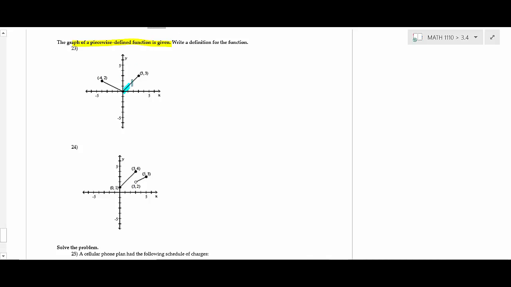Here's the idea. There are two pieces to this graph. Okay, so when you write a piecewise function, you put it together like this. You just say f of x, then usually you just put a parenthesis like that. And you got to do this. You got to figure out the inequality and you got to figure out the function.